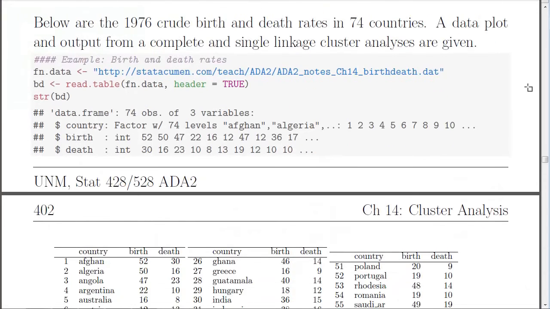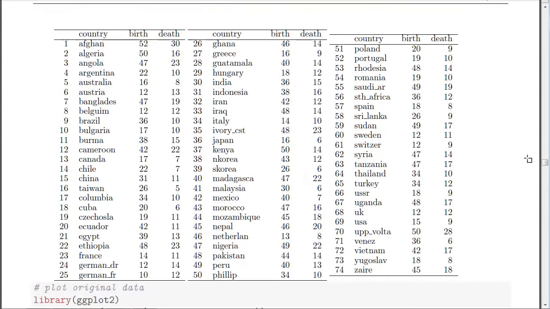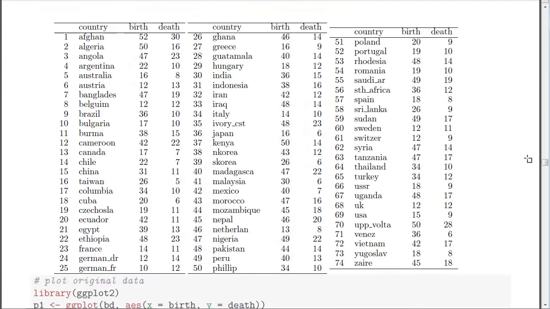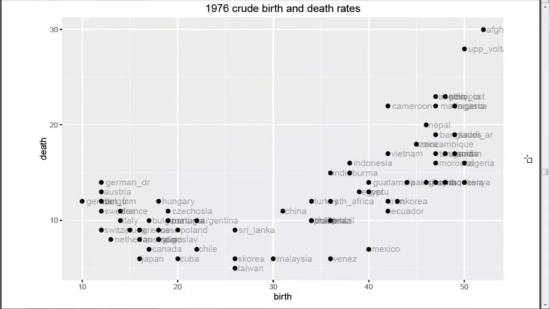So we'll read the data set in from the website. We've got the countries, the birth and death numbers, and here's the table of all these values. Of course, a plot is always the most useful thing we can do as a first step. And so we have birth rate along the horizontal axis, death rate along the vertical axis, and the countries.